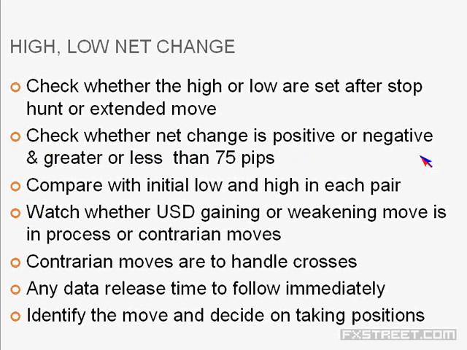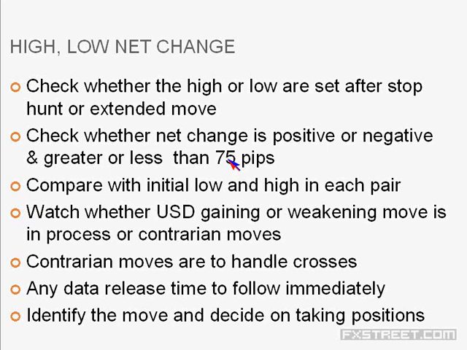Then check whether net change is positive or negative, or greater than or less than 75 pips. In the case of the Australian dollar, you came across the net change not breaching 75 pips today, whereas in the case of GBP, they have breached more than 75 pips. So you came across two examples in today's market.